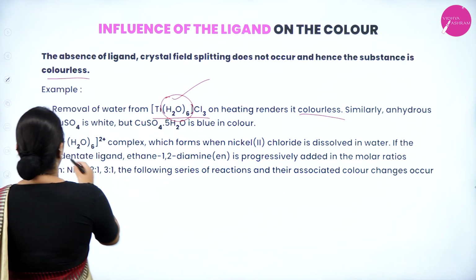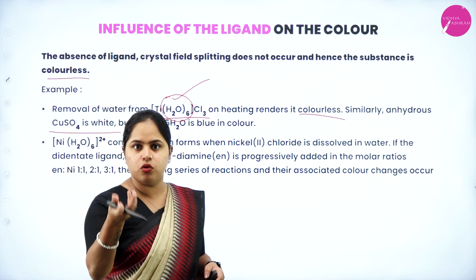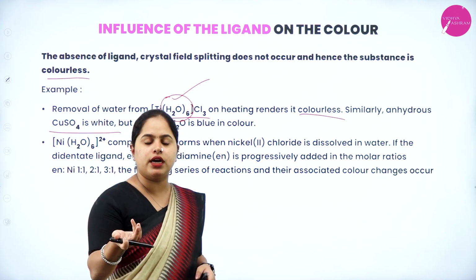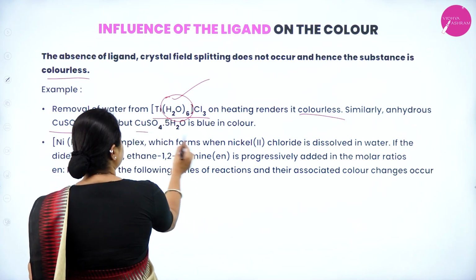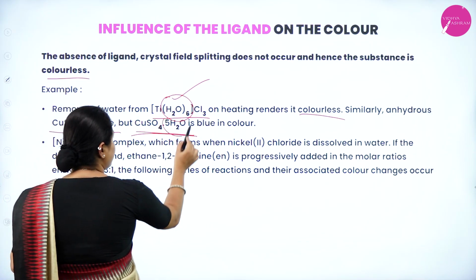Similarly, anhydrous copper sulfate is white. The copper sulfate crystal you generally see is blue in color. Why is it blue? Because of the presence of the 5 H2O, that is, CuSO4·5H2O. This is very important.